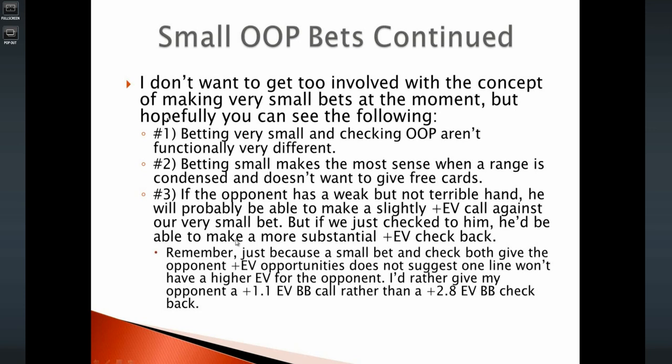Remember, just because a small bet and a check both give the opponent plus EV opportunities does not suggest one line won't have a higher EV for the opponent. I'd rather give my opponent a plus 1.1 EV big blind call rather than a plus 2.8 EV big blind check back. This is probably a confusing last part to think about, so let me just talk about it for a second.